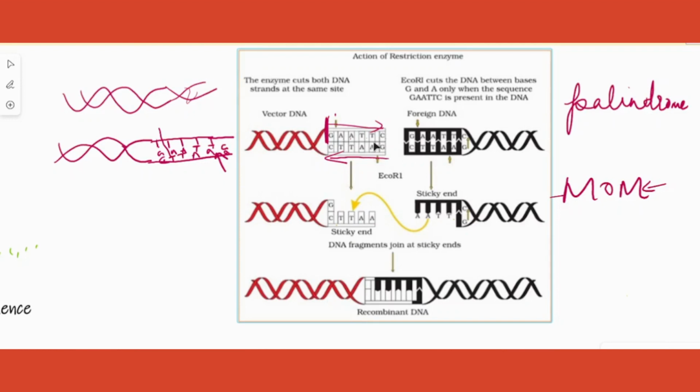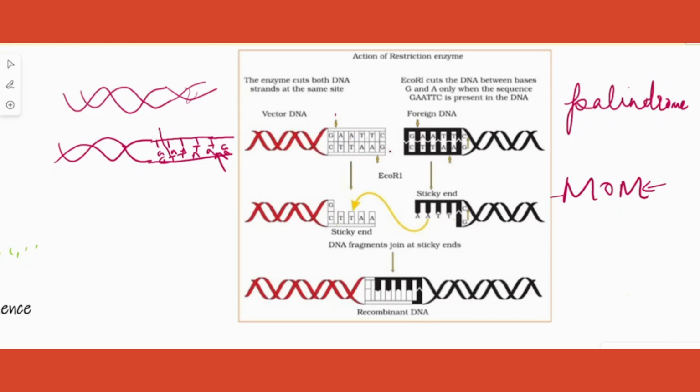Right. So when it cuts in this pattern, what does it create? It creates something called sticky ends. I'll just show you. I'm erasing the other line so that you can see where it is cutting. It's cutting away from the center. This is the sequence GAATTC. On both strands it is present.